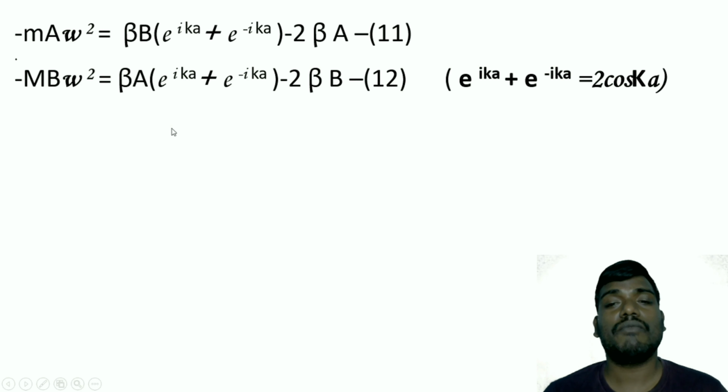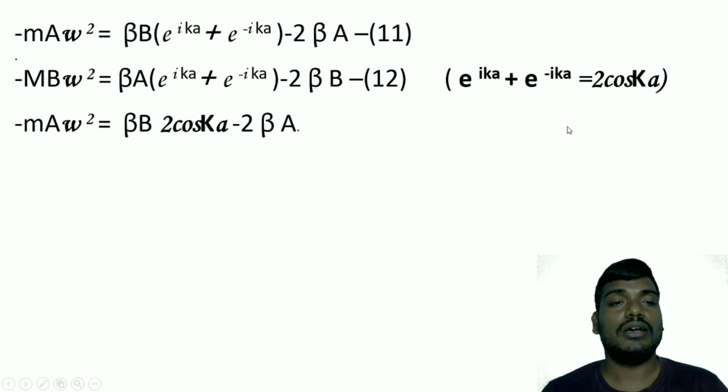So we put the value of e^(ika) + e^(-ika) equal to 2 cos ka. Then substitute the value in equation number 11. Equation number 11 is written like this: -m a ω² = bβ 2cos ka - b 2β a.